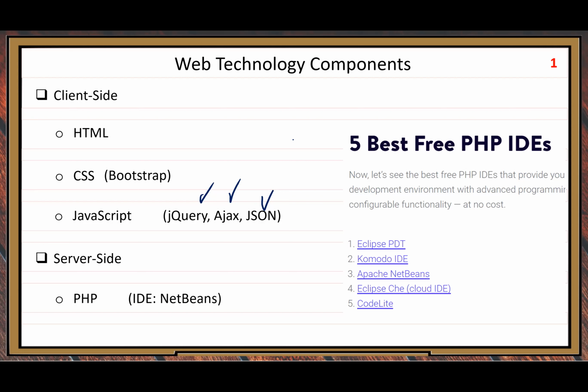The first one, Eclipse. Eclipse has one version, so when you download that, make sure that's the PHP version. I used Eclipse PHP version before, so it's a good one. Second one, I'm not familiar with the second one.